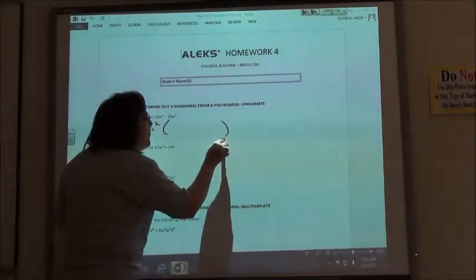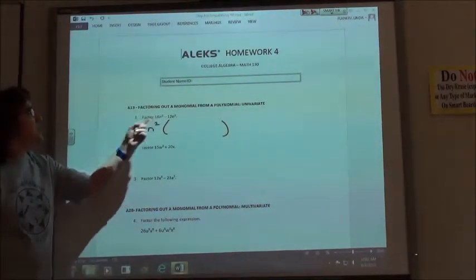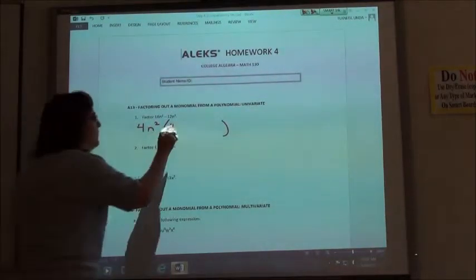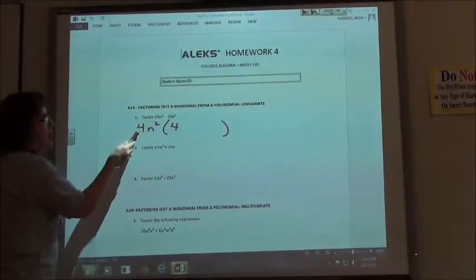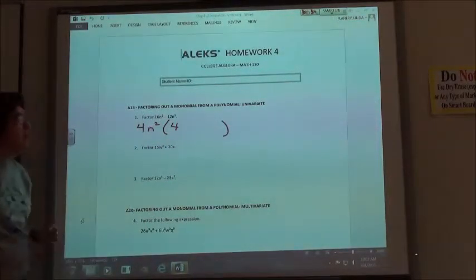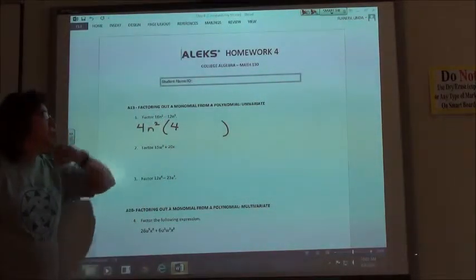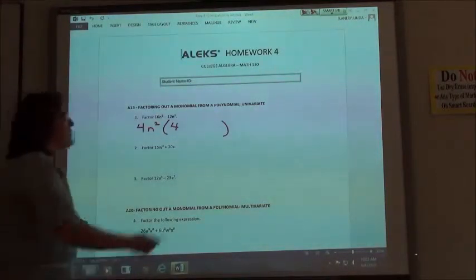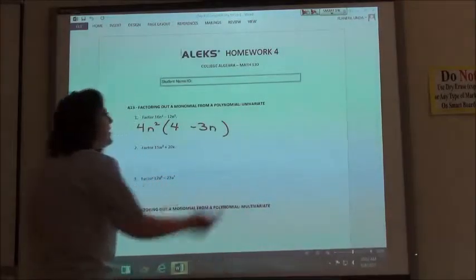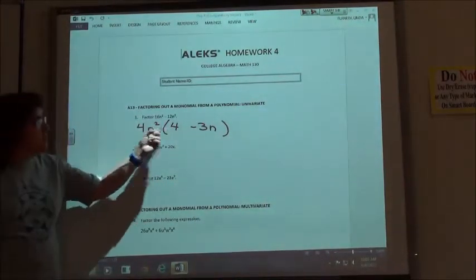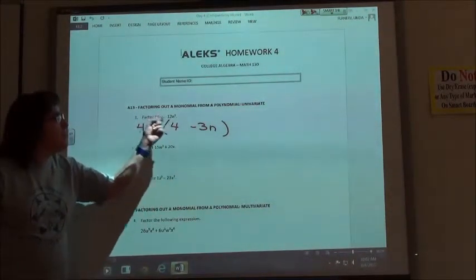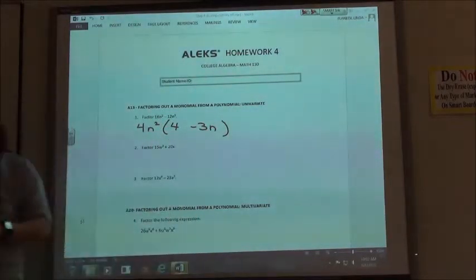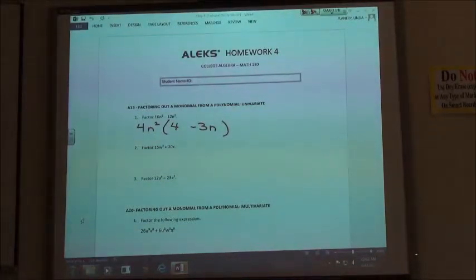I'm going to put that in front. And so 16n squared divided by 4n squared is 4. I'm dividing my coefficients and subtracting my exponents. Negative 12n to the third divided by 4n squared would be negative 3n. So that if you used your distributive property and multiplied it back out, you should get what you started with, and you shouldn't have anything left in common between your terms that are left in your parentheses.